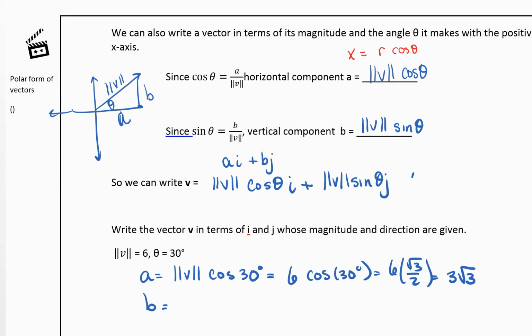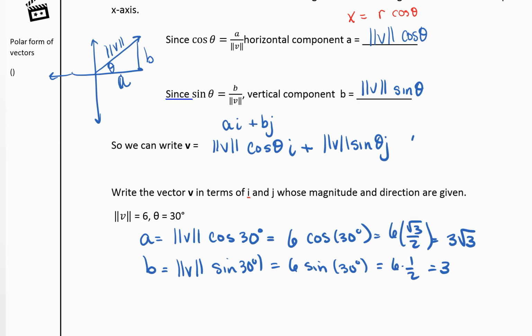And our b will be the magnitude times sine of 30 degrees. So this will be 6 times sine of 30, which is 1/2. So we'll have 6 times 1/2, which is 3. So we can write this vector as 3 square root of 3 i plus 3j.